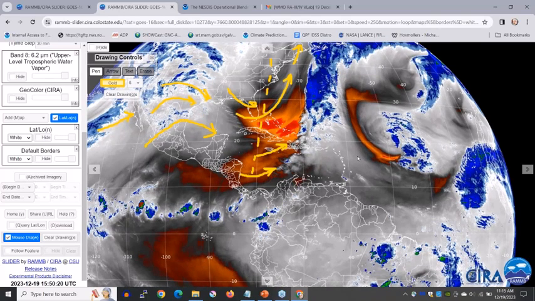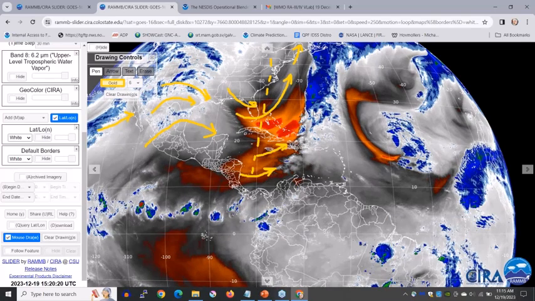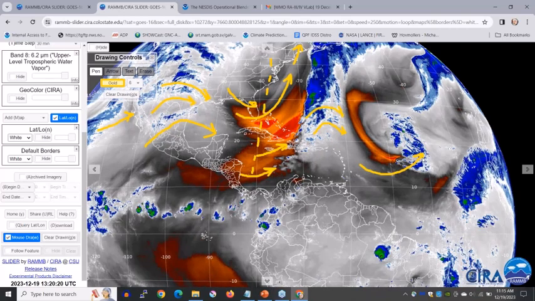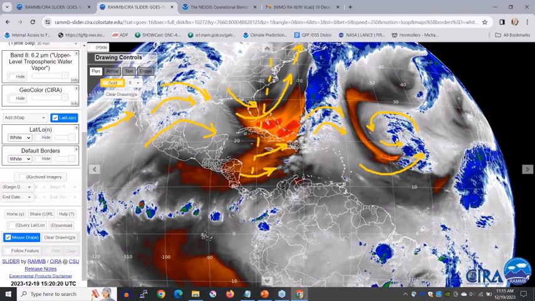Now, embedded in this very amplified pattern, you can also see that you have another ridge over the Eastern Caribbean in the mid-upper troposphere, and then we have another trough. And this is a very significant system, but it is located in the middle of the tropical North Atlantic, ¿no?